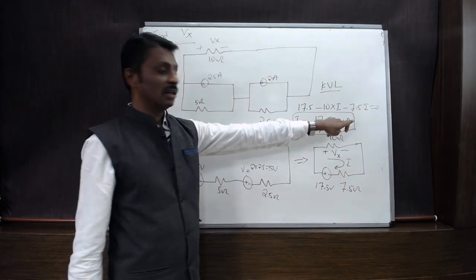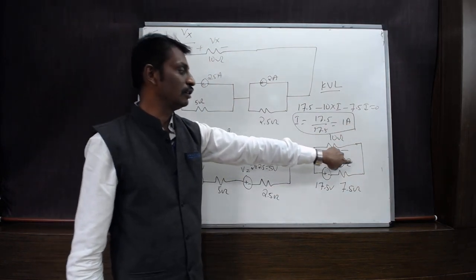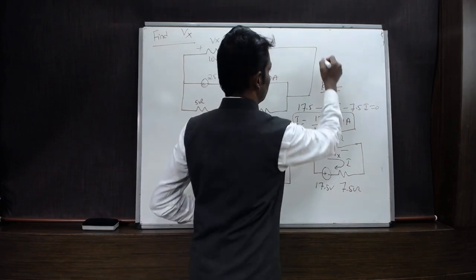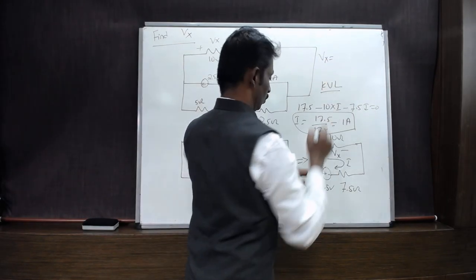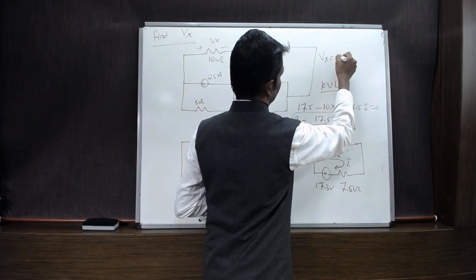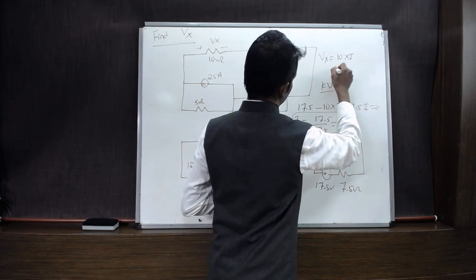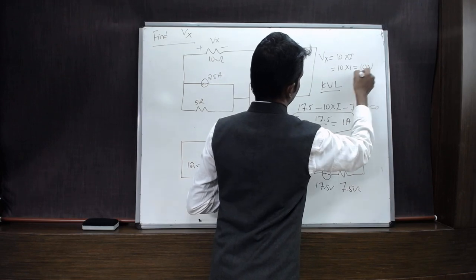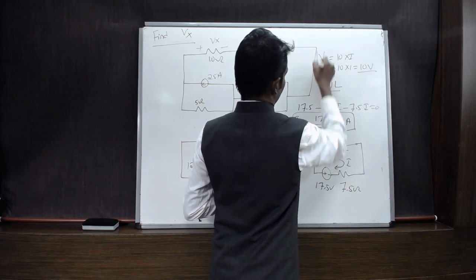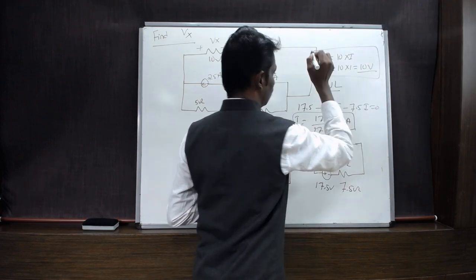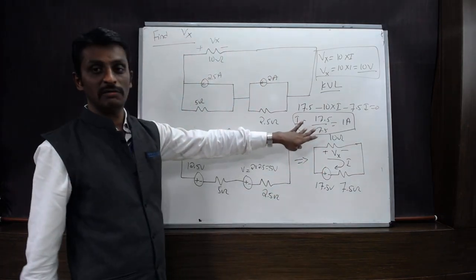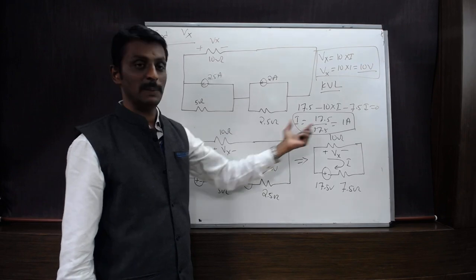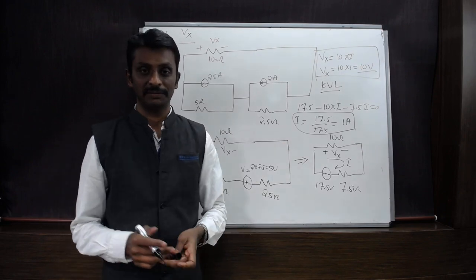So once we know the current in the circuit, we can find the voltage across the 10 ohm resistor. That voltage Vx will be equal to 10 into the current I, so it is 10 into 1, which is 10 volts. Okay, so finally we got the value for Vx, the voltage across the 10 ohm resistor, by applying the concept of source transformation. Thank you.